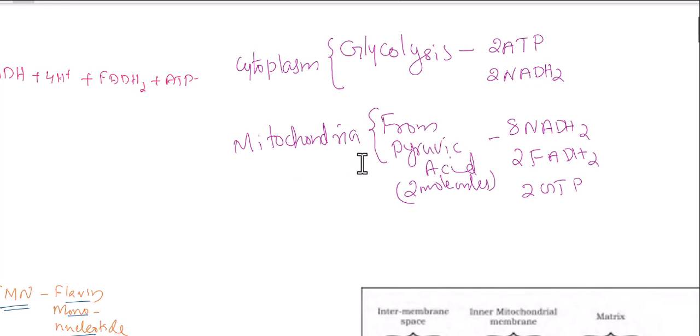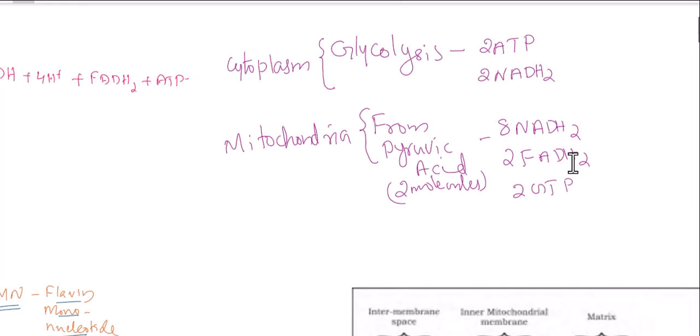Inside the mitochondria it undergoes further oxidation, and as a result 8 molecules of NADH2, 2 molecules of FADH2 and 2 GTP molecules are also produced inside the mitochondria. Thus the pyruvic acid is completely oxidized. That is what we studied in the Krebs cycle. So these are the 2 previous steps.